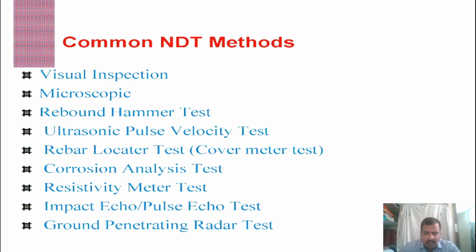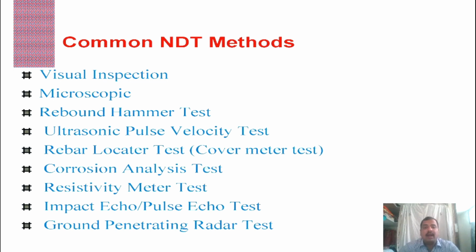Now another NDT method is the rebar locator or cover meter. By using the rebar locating machine, we can find out the location of the reinforcement bars, the spacing of the reinforcement bars, and the size of the reinforcement bars. So this is a very common test when we have to cut a core from our specimens. Without this test, we can't fix the location of the core cutting. So that is very important.